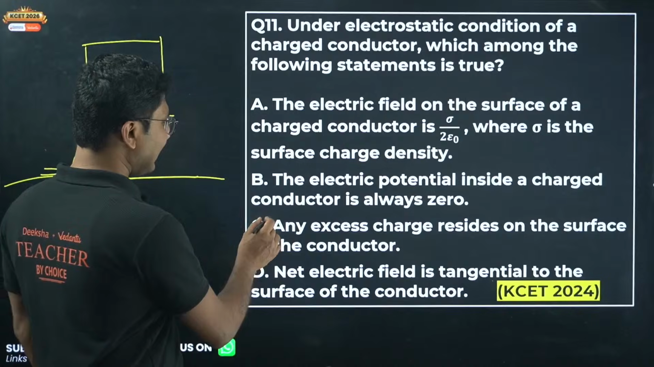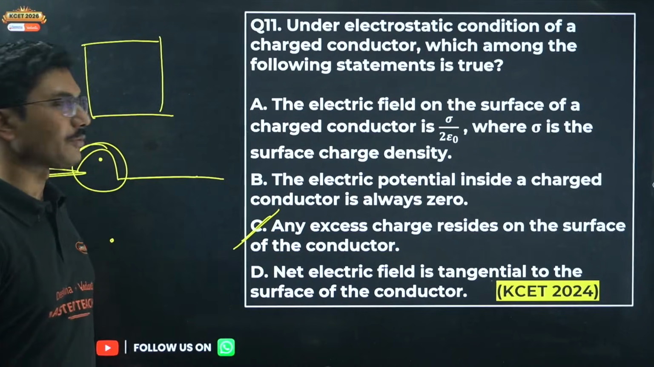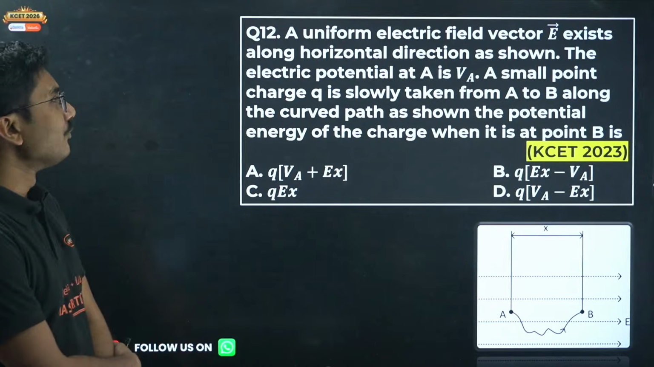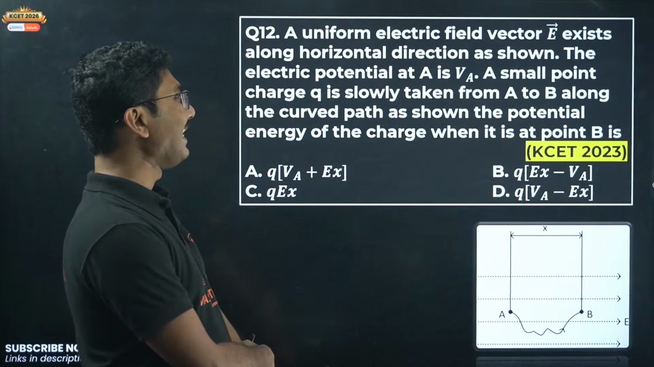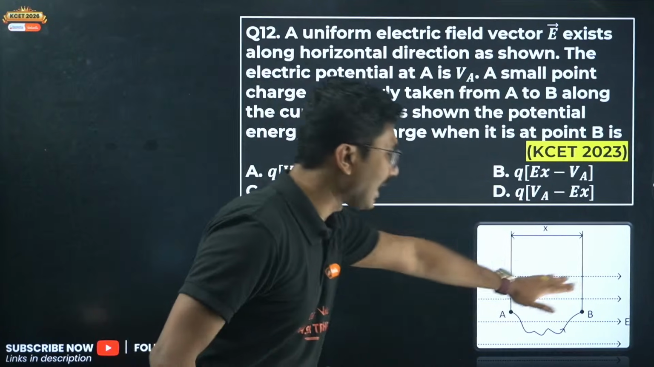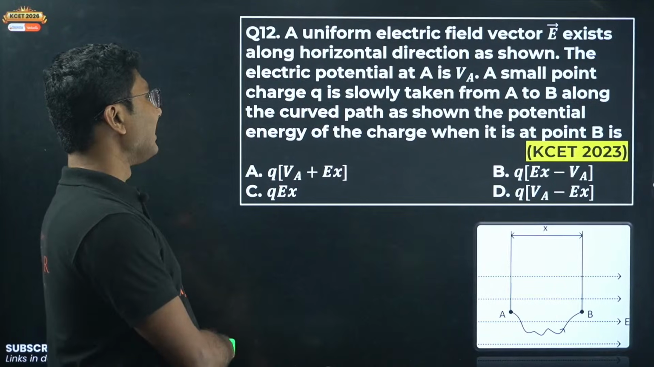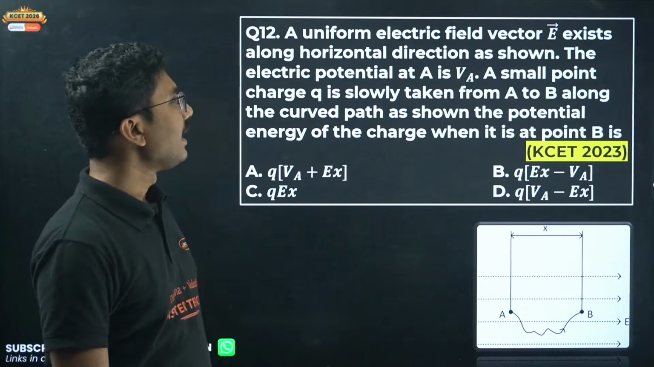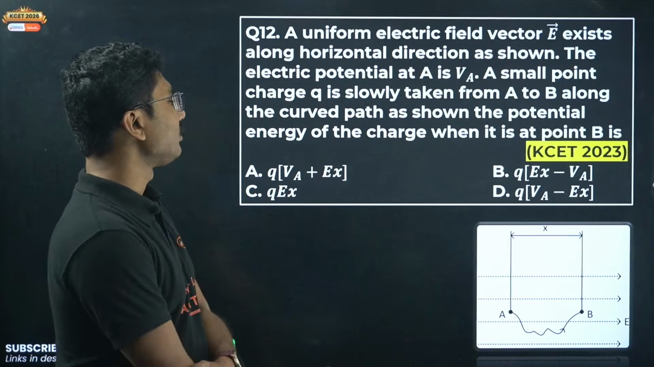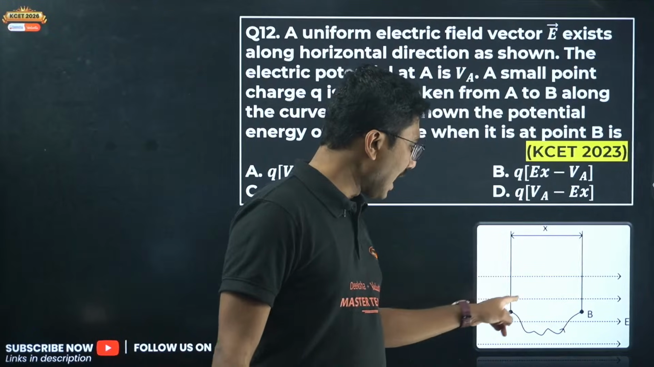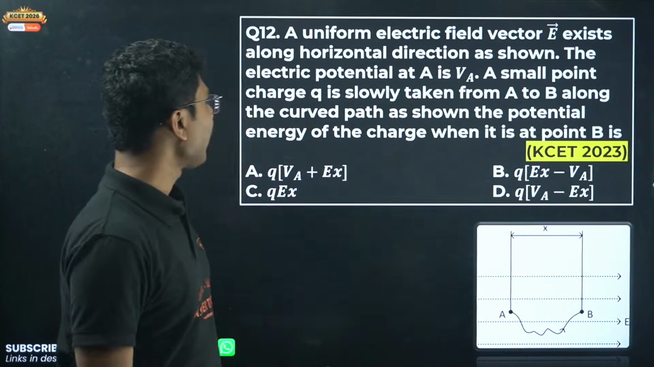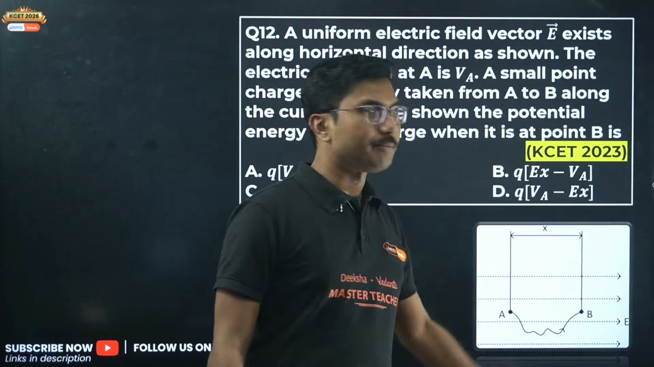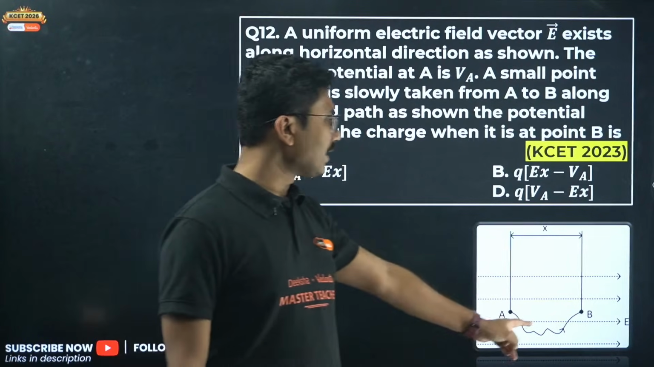11C, yes, any excess charge resides on the surface of the conductor, so 11C is correct. Now another very important interesting question: a uniform electric field vector E exists along the horizontal direction, as shown. The electric potential at A is VA. A small point charge, small q, is slowly taken from A to B along this curved path. What is the potential energy of the charge when it is at point B?